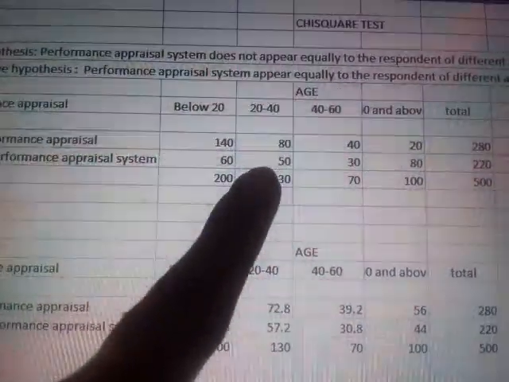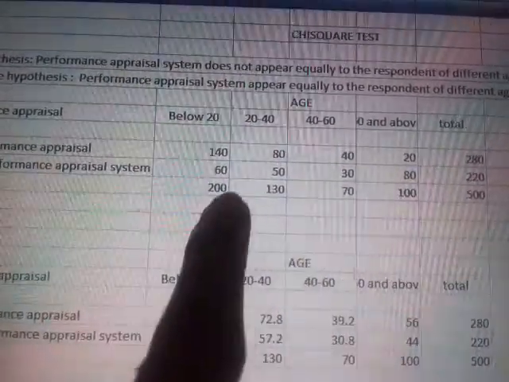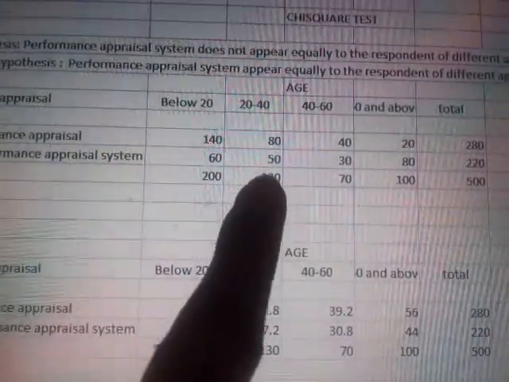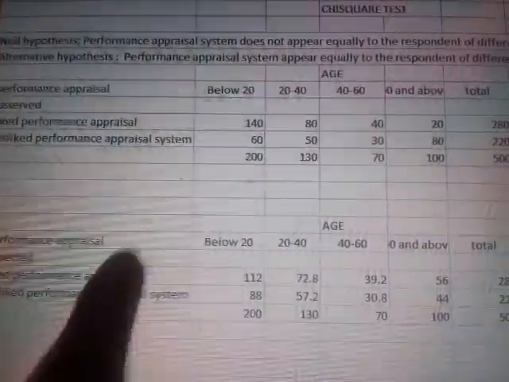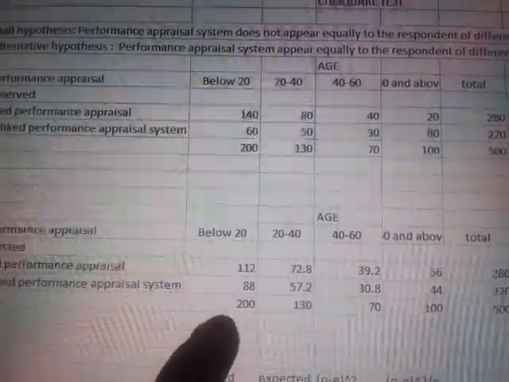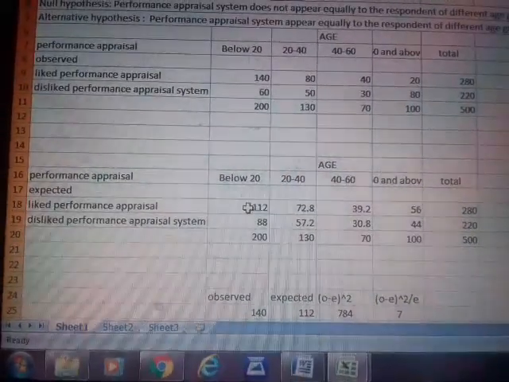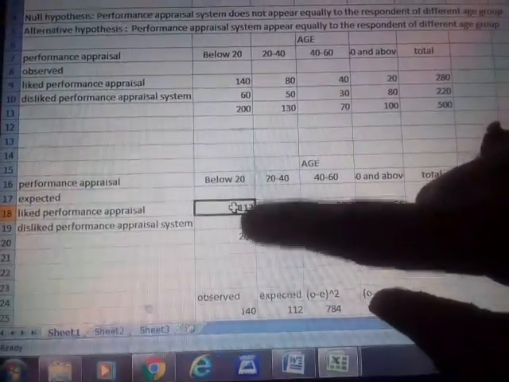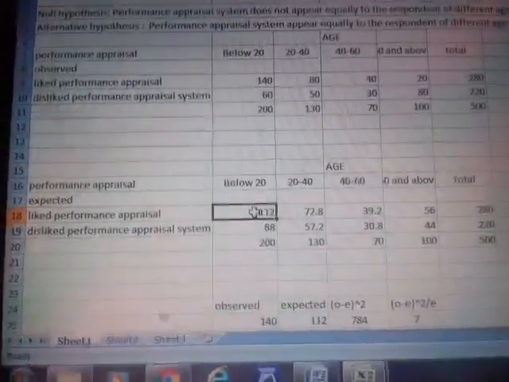After this table, you take your Excel sheet and put in these counts, and the total numbers. After doing this, now we are going to find your expected value. So this table is your expected table. This is the observed table from the questionnaire, and this table is the expected table. To find the expected table, you click the cursor here, at the first below 20 age group, and enter the formula.